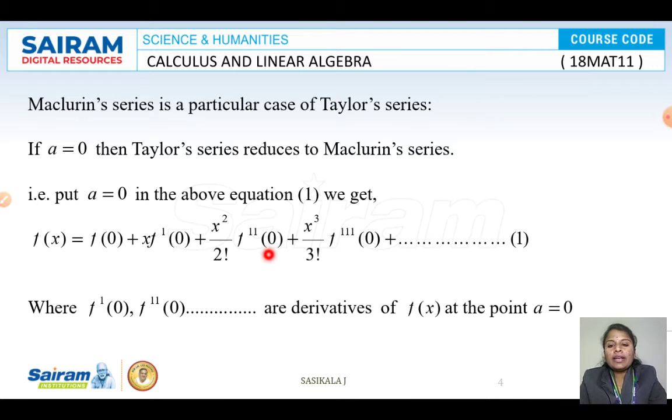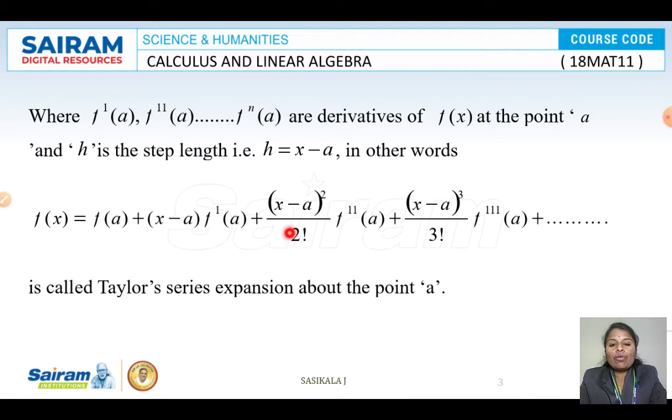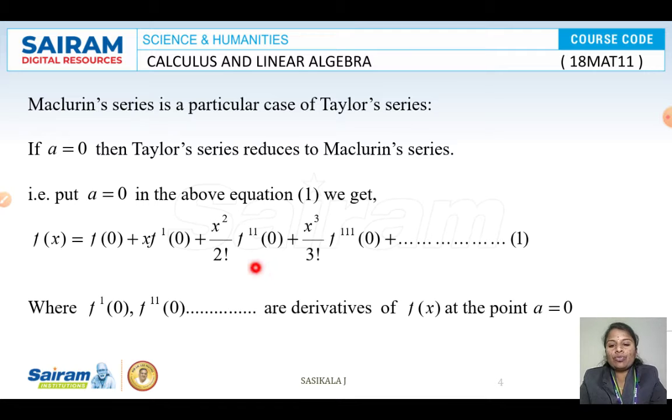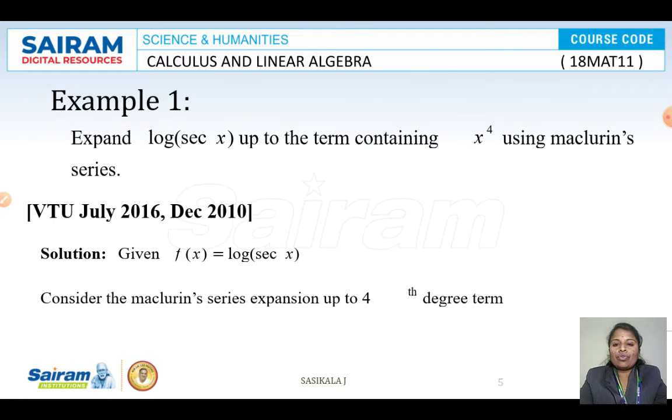Similarly for the second term, we have x minus a the whole squared, which becomes x squared by 2 factorial, and similarly the third term, and the series goes on, plus etc. Here also, f dash of 0, f double dash of 0 are the derivatives at the particular point a is equal to 0. We need to calculate f dash of x, f double dash of x and so on from f of x, and after differentiating, we replace x is equal to 0. You will get all the successive values, that means f dash of 0, f double dash of 0, and so on.